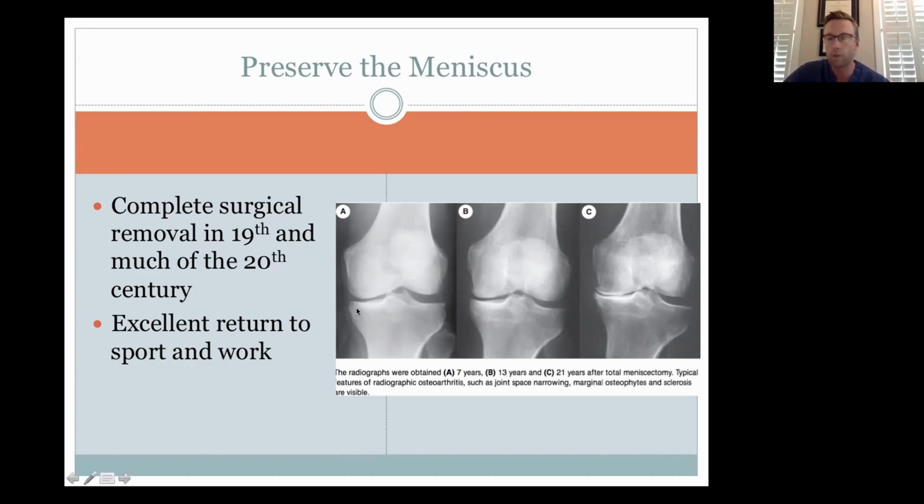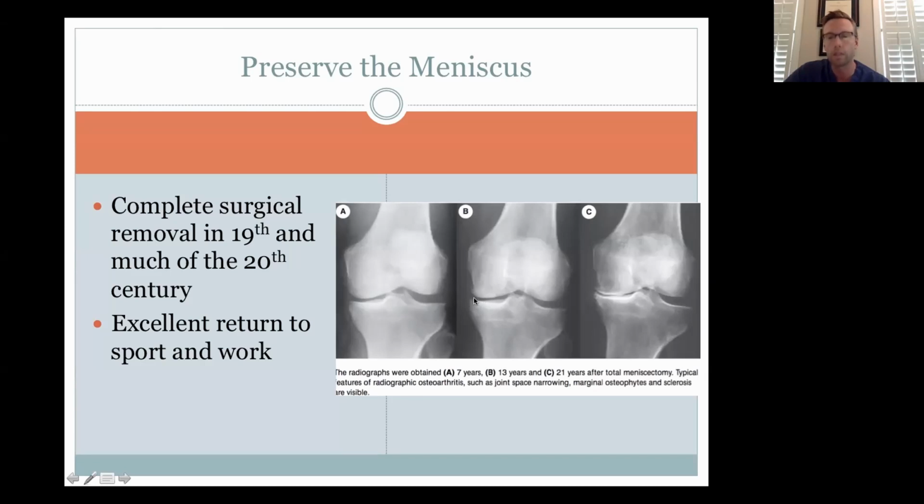We now know today that that's not a great idea. So this is a picture of x-rays, sequential x-rays moving from left to right. And this is the inside, or that medial part of the joint. And this first picture is 7 years after that medial meniscus was removed. And you can see that the space between the two bones is certainly less than the outside, but there still is space. Then you progress to 13 years after the meniscectomy, or the removal of the meniscus.